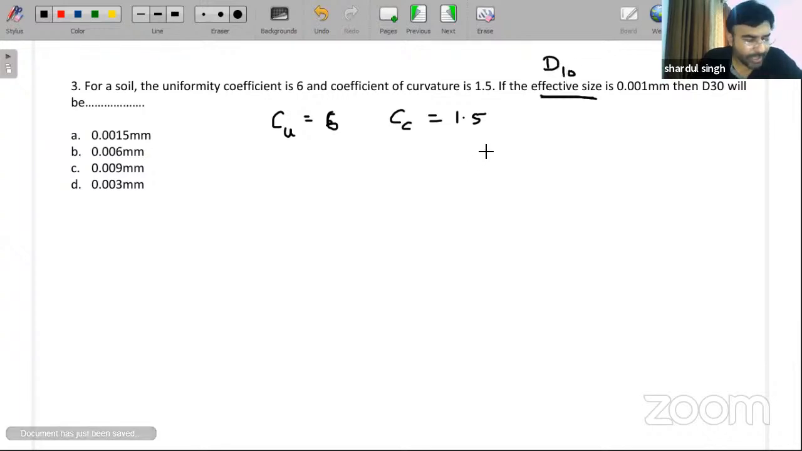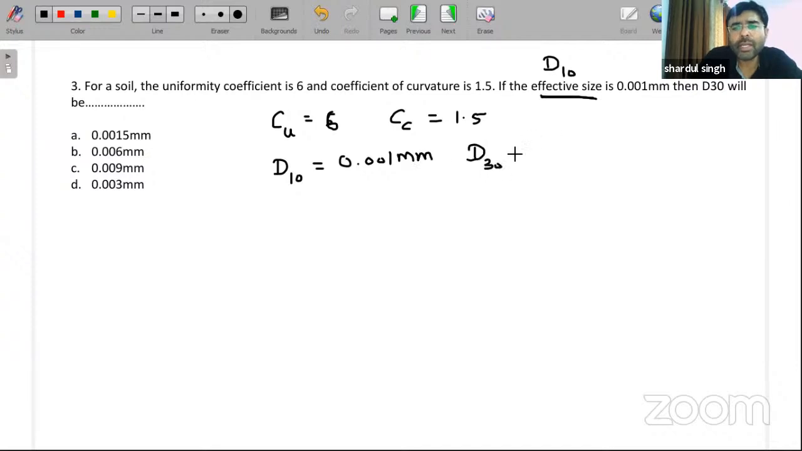You must have studied this in your theory sessions. What actually is the meaning of effective size? The value of effective size has been given to you as 0.001 mm. You have been asked to calculate the value of D30. So we very well know the relationship.